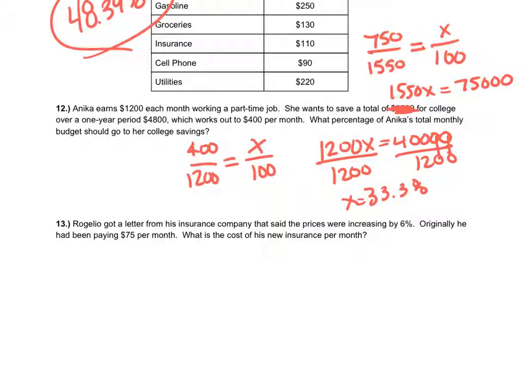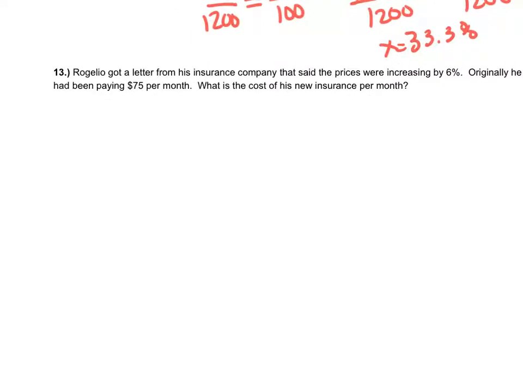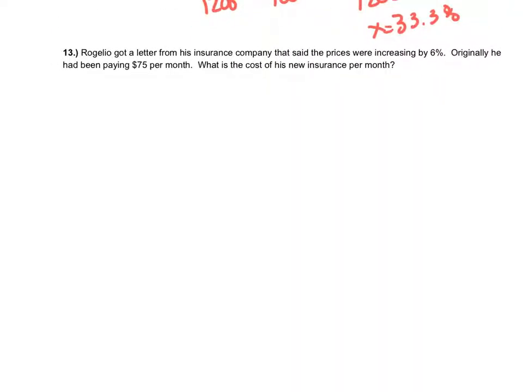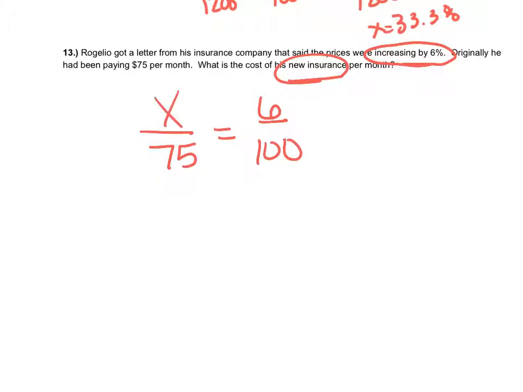Okay, number 13 is the last one, and we kind of changed it a little bit on the test, so hopefully it'll be better, more like this one. But it says, Rogelio got a letter from his insurance company that said the prices were increasing by 6%. So this is a percent increase. Originally, he paid $75, so our original goes on the bottom. What is the cost of his new insurance? Well, it went up 6%. Okay, how much is his new cost?